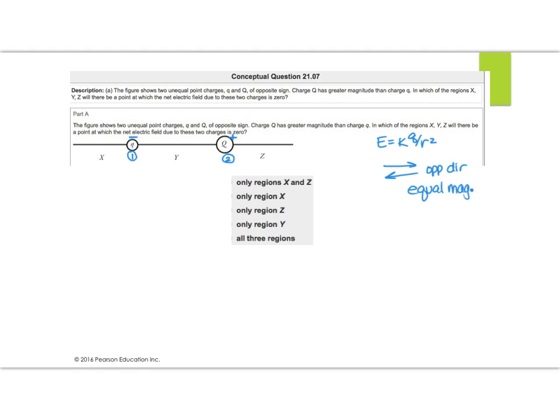I'm going to start in region X. First think about what would be the electric field due to charge 1 in that area, because negative charges have electric fields that point towards them. E1 would look like this. It would point to the right. The electric field due to big charge Q, that one was a positive charge, so its electric field points away from it, so E2 points to the left. So X looks like a possible area. We'll come back to that. Let's just do all the regions first.